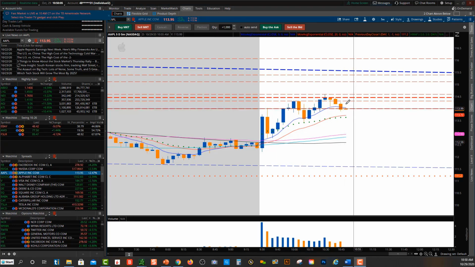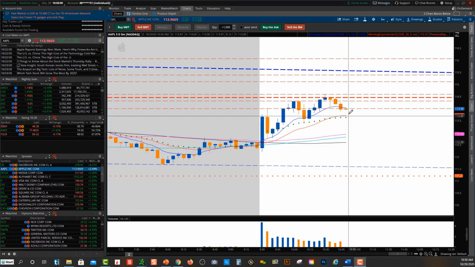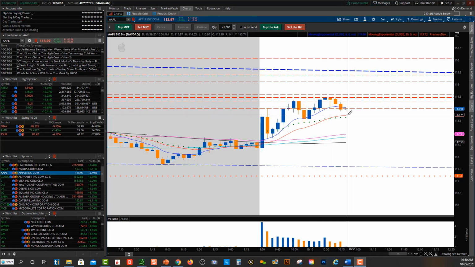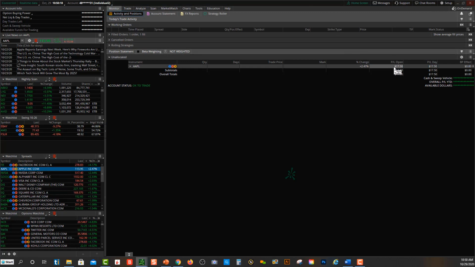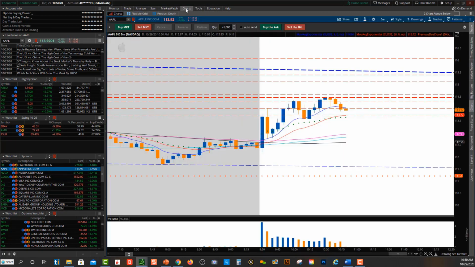So again, typically I would get out on this one, but I just want to show you the goods and the bads of this. So I'm probably just going to adjust right up to probably this 20 EMA right here, just to show you right here. You can see I'm up 17 bucks. I was up over 50 at one point, again, on just one contract. So let's just let this play out.